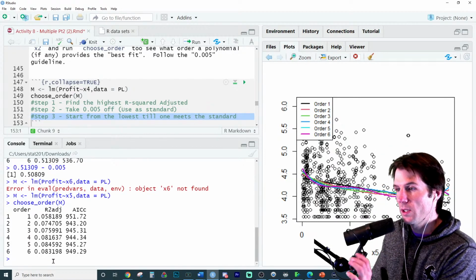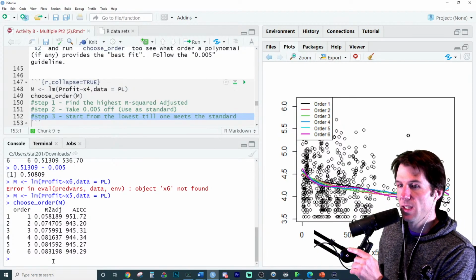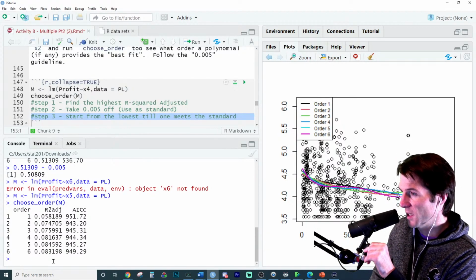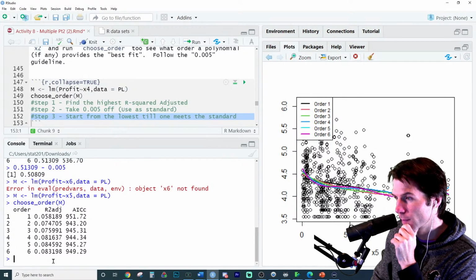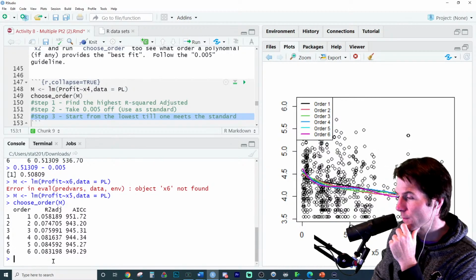Step 1, find the highest R squared adjusted. Step 2, subtract 0.05 from it. And then step 3, find the one that meets the standard first. Which one will it be? Which one shall we choose?